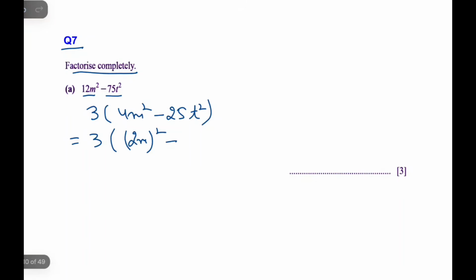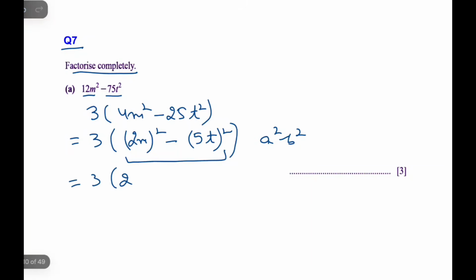Question number 7, factorize completely 12m square minus 75t square. Now we can take 3 common, we are left with 4m square minus 25t square. Further, 4m square can be written as 2m whole power 2, and 25t square can be written as 5t whole power 2. Now here we can apply the formula of a square minus b square. So we will be writing 2m plus 5t and 2m minus 5t. So this will be our final answer.